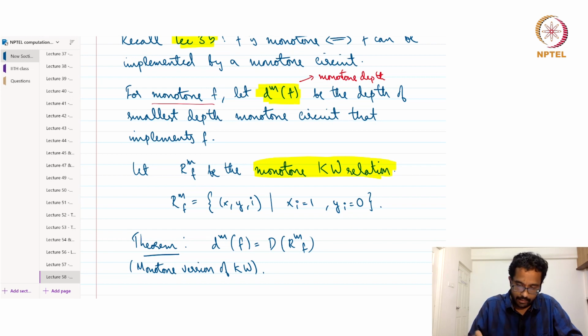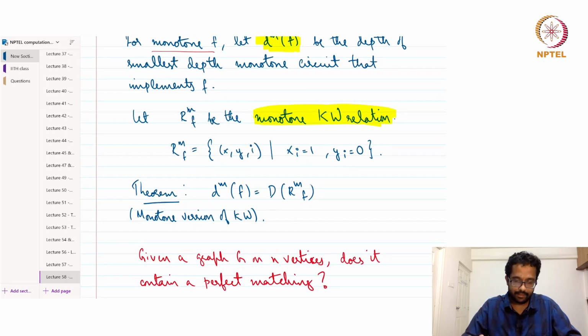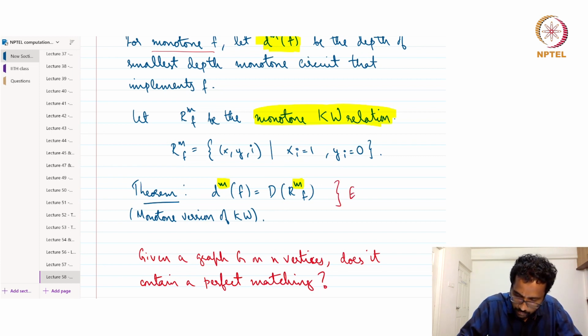Just like what we saw in the last lecture, we can also define the monotone variant of the Karchmer-Wigderson theorem, which is that the monotone depth of a certain function is equal to the deterministic communication complexity of the monotone Karchmer-Wigderson relation. So it's exactly the same theorem, but with the subscript m on the left-hand side as well as the right-hand side. So you can work out the proof.